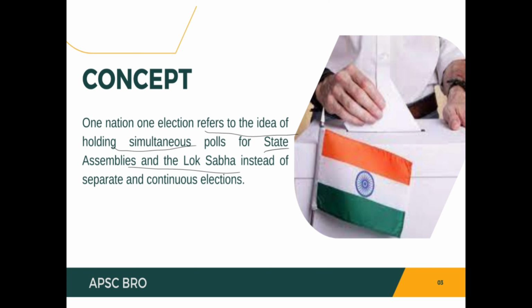The system of simultaneous election, or one nation, one election, is that the election to the center, that is Lok Sabha, and all the states of the country will be held at a single time. That is, if the Lok Sabha election is being held in 2024, all the states of the country will go into election at the same time. That is the whole concept of one nation, one election. That means one election will be held every 5 years, in which a person will vote for both the center as well as the state assemblies.